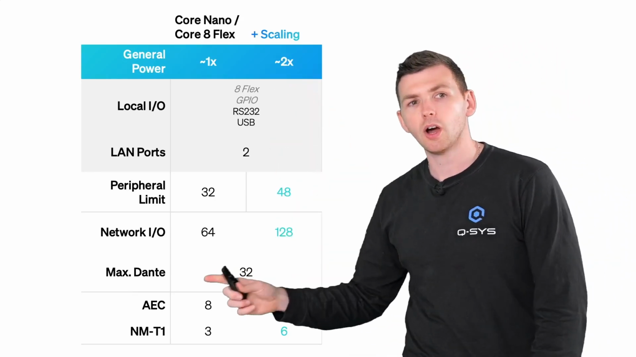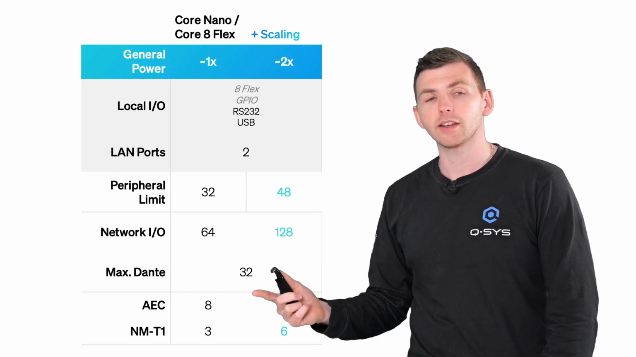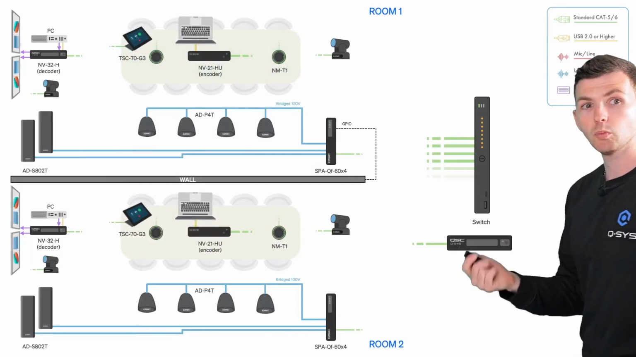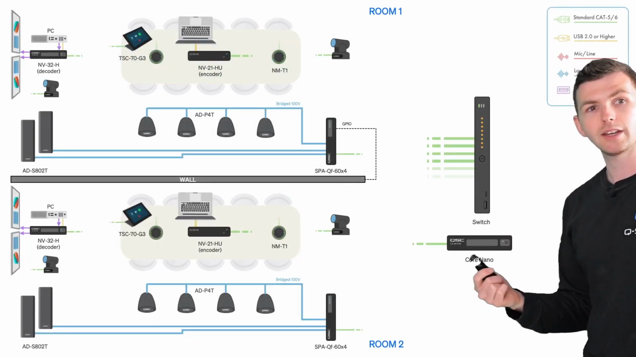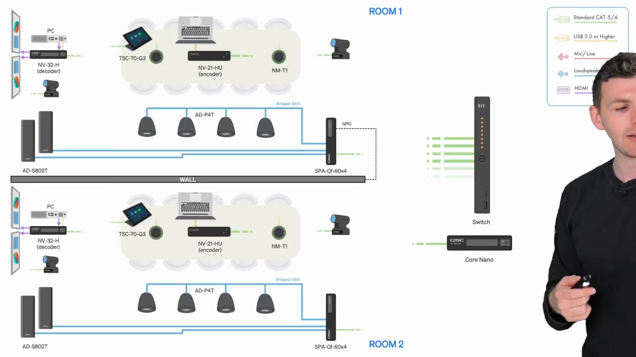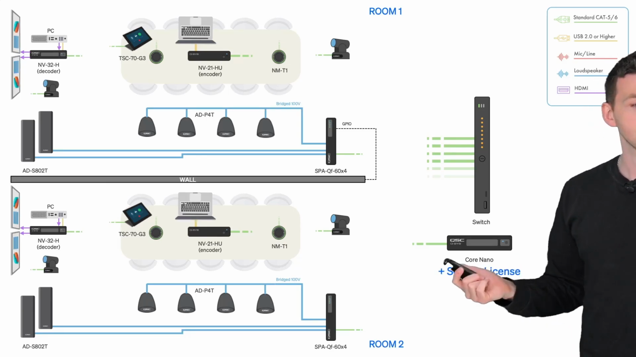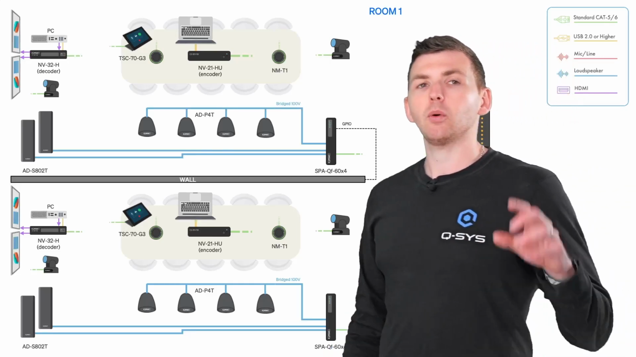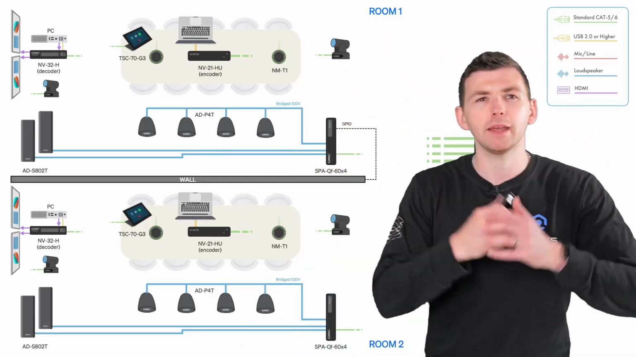Note, by the way, that you can't add more than 32 Dante channels. That's the same regardless. So coming back to our design, we'll just use a Core Nano, not connected to anything other than the network, and we'll add in the scaling license, job done. Great job. So there we go, designed our divisible room. Now we're almost ready to go on to even bigger and better things.